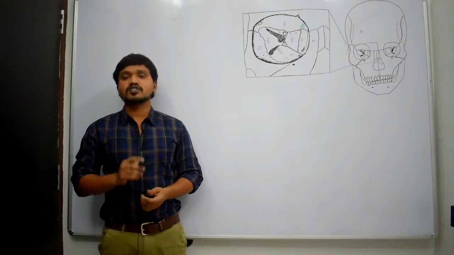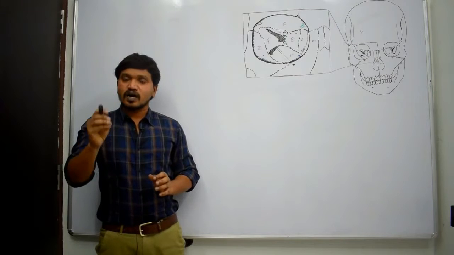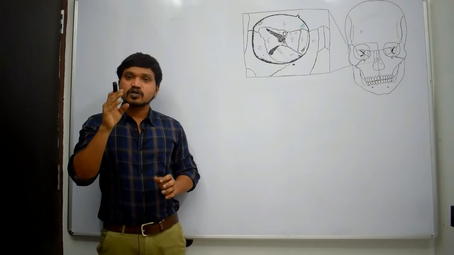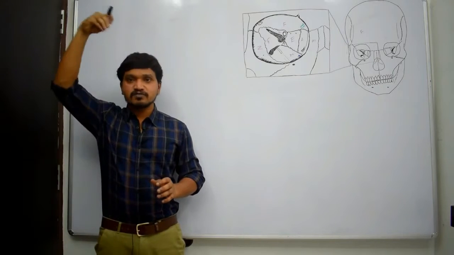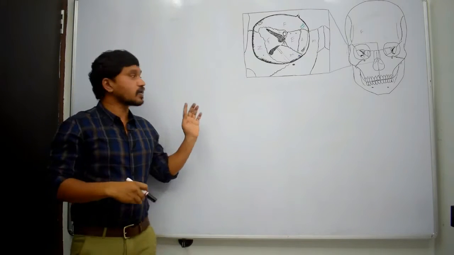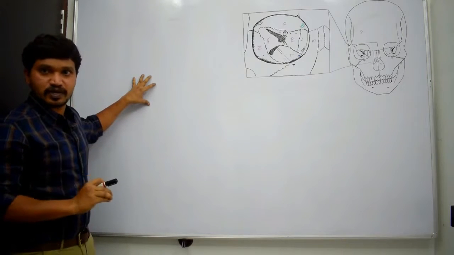Now we will discuss the last topic in the orbit, the ophthalmic division of the trigeminal nerve. To see the exact location and course of that nerve, I am taking the transverse section of the skull and I am seeing from above. That means I am going to draw here the interior of the skull, that means the cranial cavity.